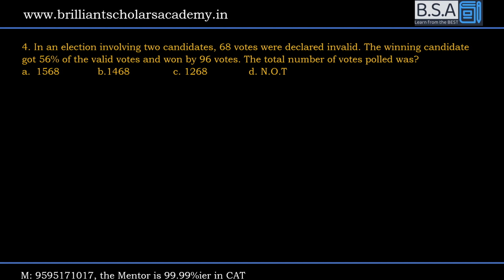There's an election involving how many candidates? Two. There are two people who are participating. 68 votes were declared invalid. Because these are invalid votes, they will not be considered for the candidate winning or losing the election. The winning candidate got 56 percentage of the valid votes, votes that matter, and wins by a margin of 96. If the winner wins by a margin of 96, by what margin does the loser lose?